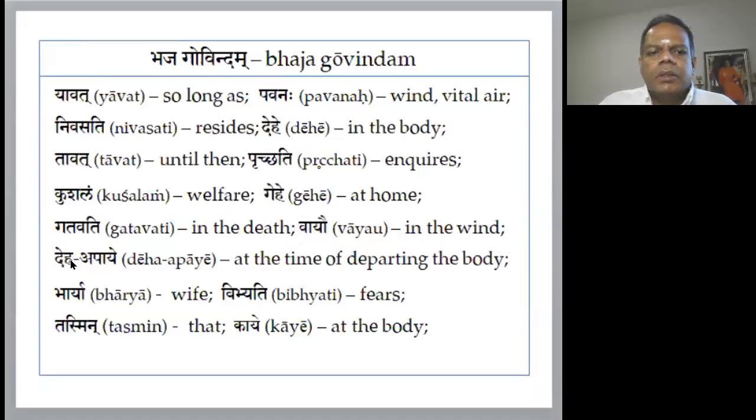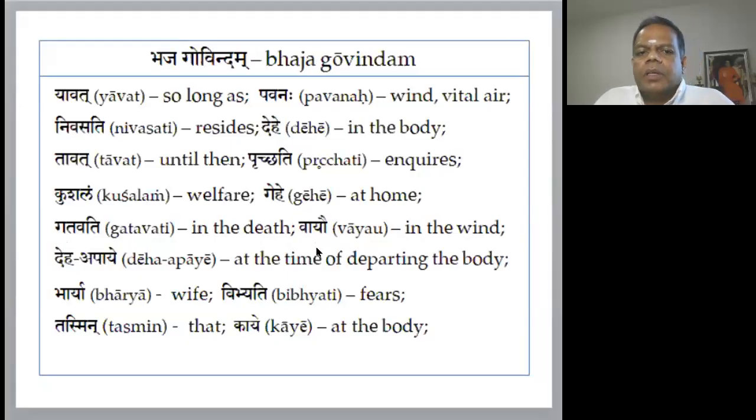Then it says Gatavati. Gatavati is not a verb. It is actually in the seventh vibhakti of the word gatavat. Gatavat is a noun, which means one who is dead. So gatavati is the seventh noun form, which means at the time of death, or while death is taking place.